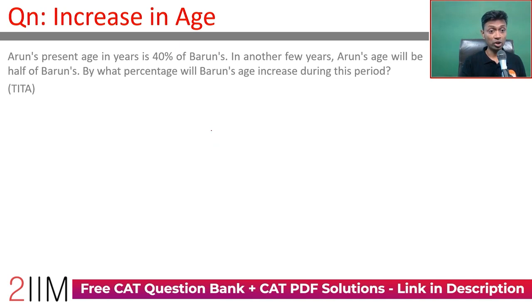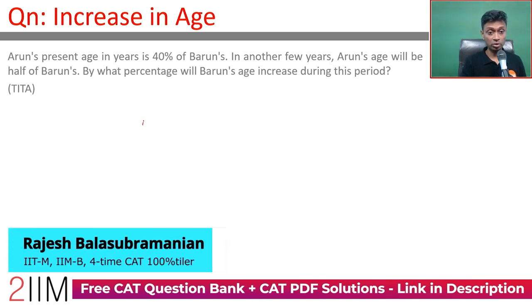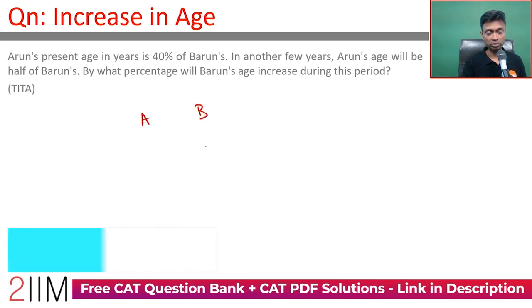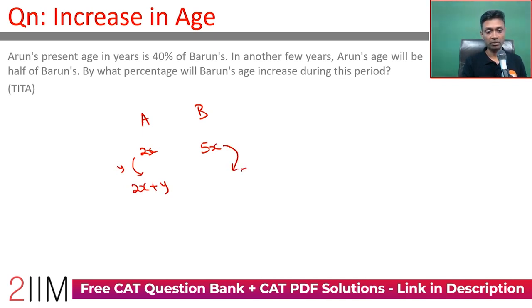Increase in age. Arun's present age is 40% of Barun's. If Barun's age were 5x, Arun's age would be 2x. In another few years, Arun's age will be half of Barun's. Let's say another few years, let's take y more years later, Arun would be 2x plus y years old, and Barun would be 5x plus y years old.